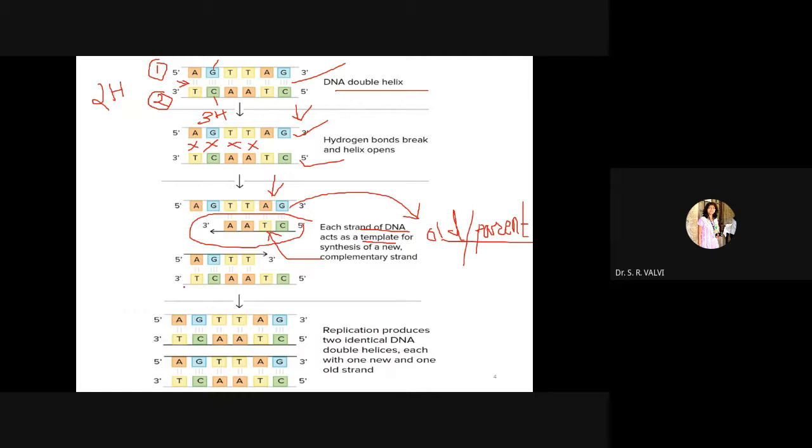So similar in case of this one. This is the parent strand. I will write only P. This is also an old strand, or you can say this is also a template strand, whereas this one is a complementary strand for this, right?